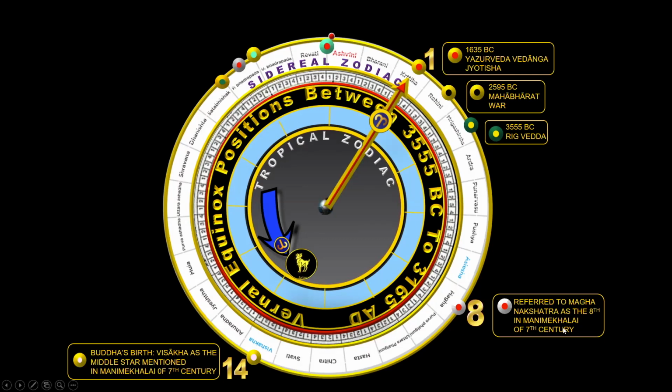Similarly, it was also mentioned in the same text that Buddha's birth was in Vishakha, the middle nakshatra. Buddha was born in Vishakha, and that Vishakha nakshatra is the middle one, they say. That is the 14th one, the middle one of the 27, only when Kritika was the first. So there is great evidence that Kritika was the first asterism during the Vedanga Jyotisha period.